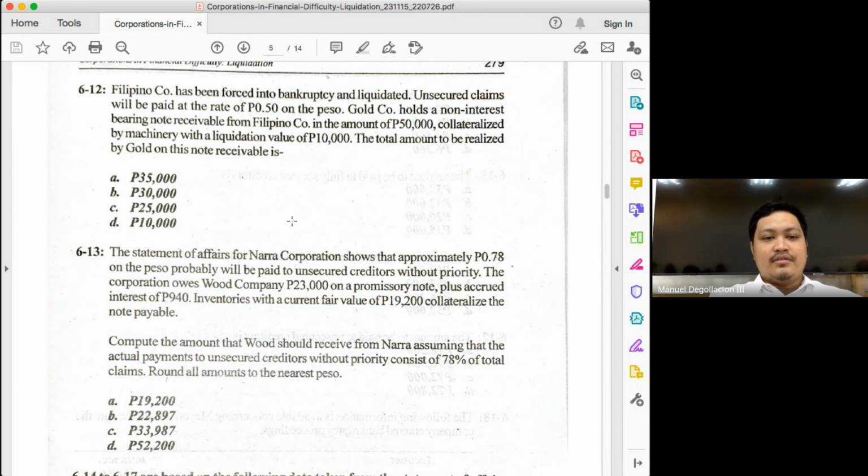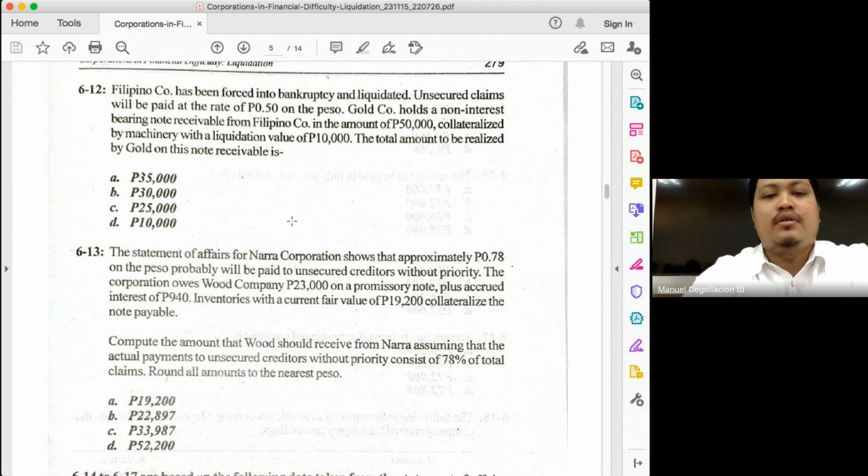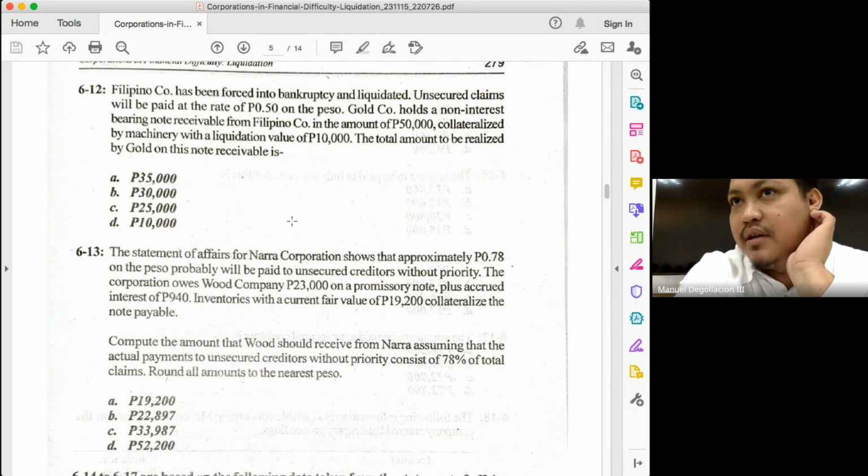Is it secured or not? The claim of Wood, is it secured or not? Secured, because the problem tells us inventories are collateralized for the note payable. But what kind of secured liability? Partially secured or fully secured? Partially, because the amount of security is less than the amount of claim. How much is the total amount of claim of Wood Company? 23,940.